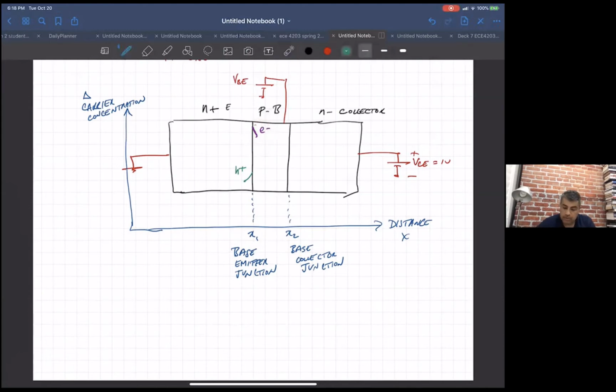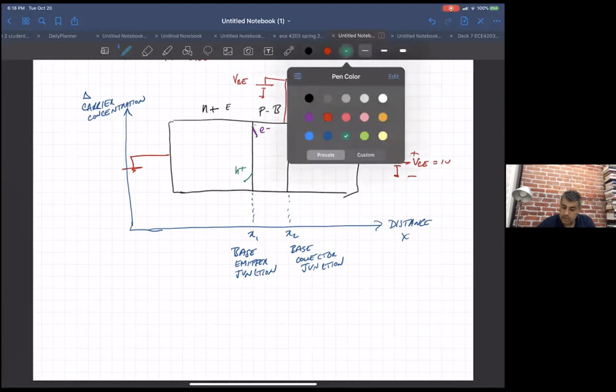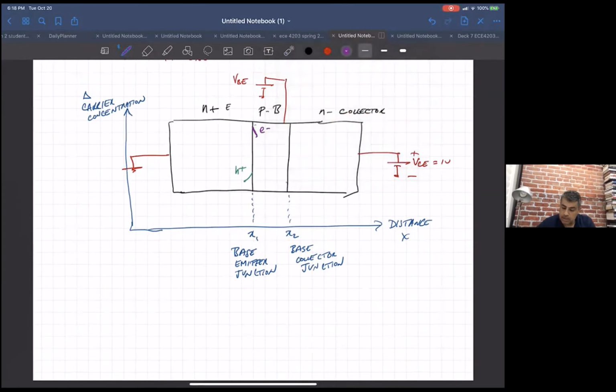And then if you look at what's happening on this side, at the base collector junction, in terms of the electrons, we said that all the extra electrons here get swept into the collector. As soon as they hit this point, they're going to get swept into the collector. So there won't be any extra electrons here. There'll be very few electrons on this side.